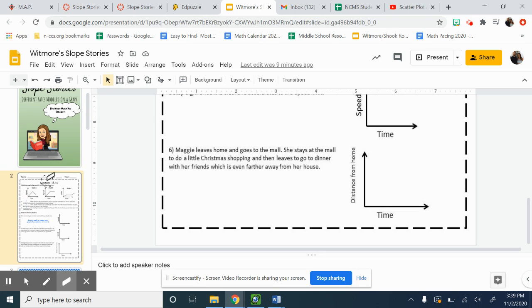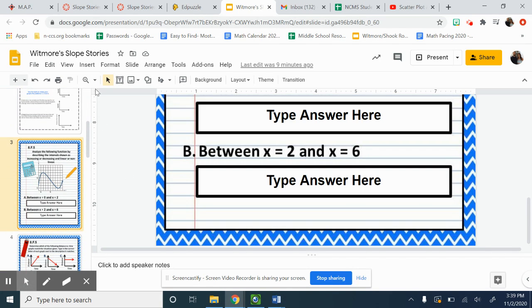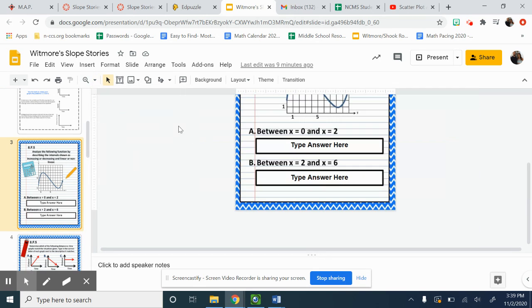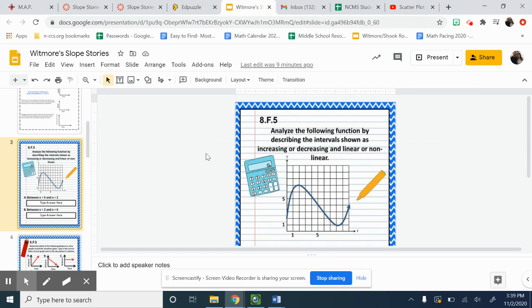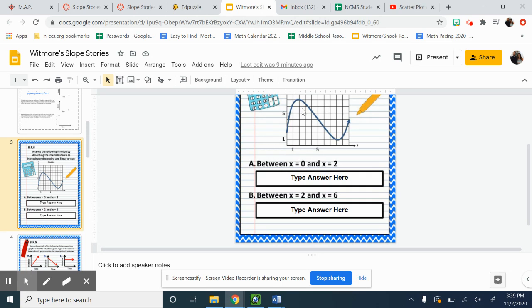Now, as we scroll through here, you'll see on different slides, like, let me zoom this one out a little bit for you. You're going to analyze where it's increasing and decreasing or linear or nonlinear. So between 0 and 2, what's happening? Is that increasing or decreasing? And then between 2 and 6, what is happening? Increasing or decreasing?